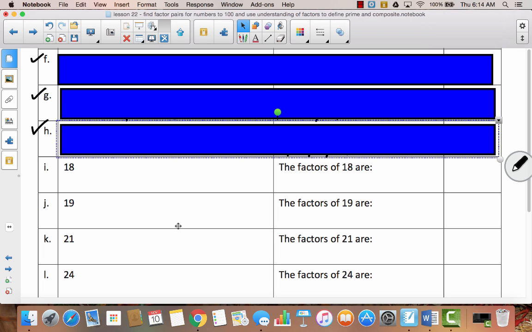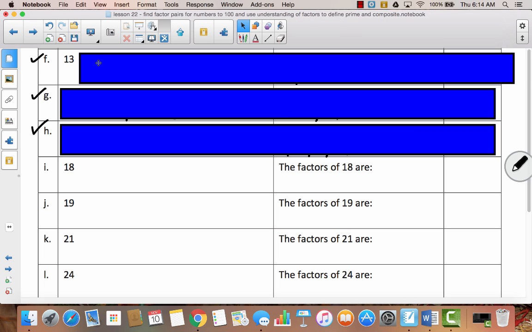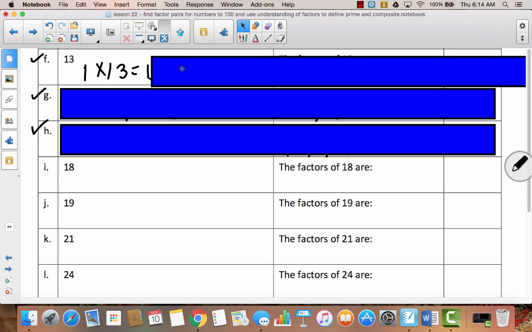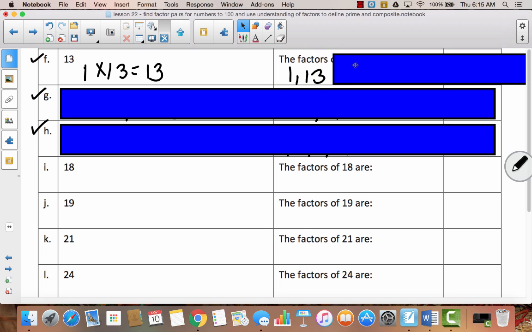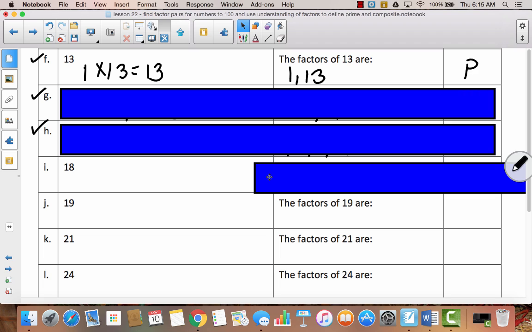Okay, so let's see how you did. All right, so let's start up here with F. So with F, we had the number 13. So I knew that 1 times 13 was 13. So then I thought to myself, nothing times 2, nothing times 3, nothing times 4, 5, 6, 7, 8, 9, 10, 11, or 12 equals 13. So that means that is all of the factors. The factors are 1 and 13, so that means that 13 is prime.